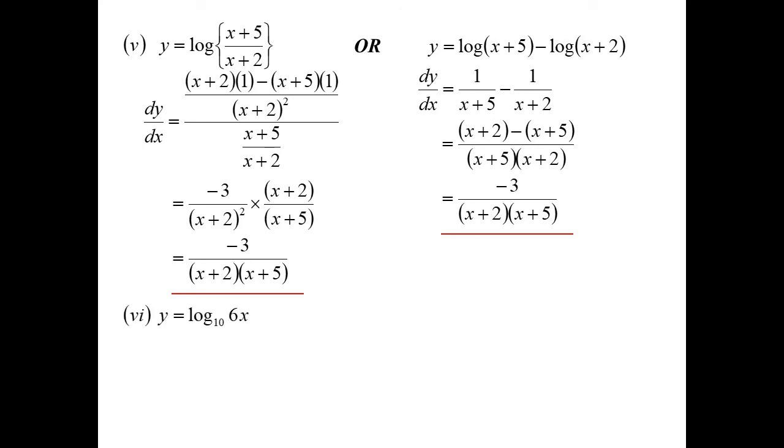Here's one where the base is not e. So what did we say? We said do it the same as normal, but also divide by the natural log of the base. So we have 6 over 6x, but also log 10 on the bottom. 6 of course cancels with the 6x, there we go. 1 over x log 10.